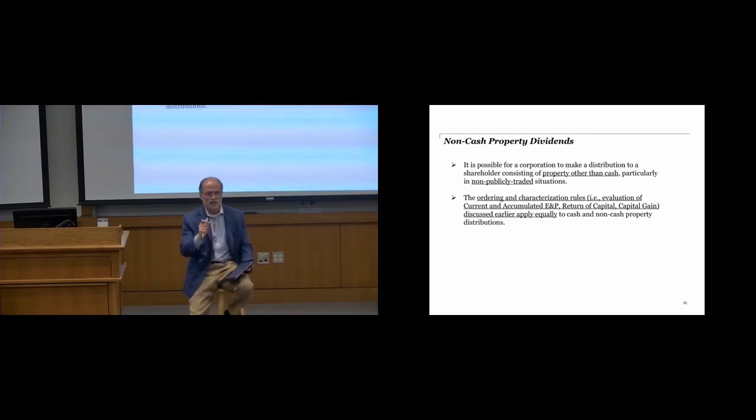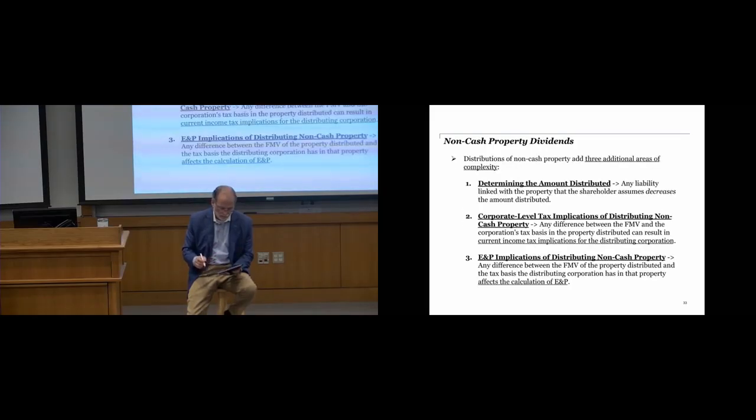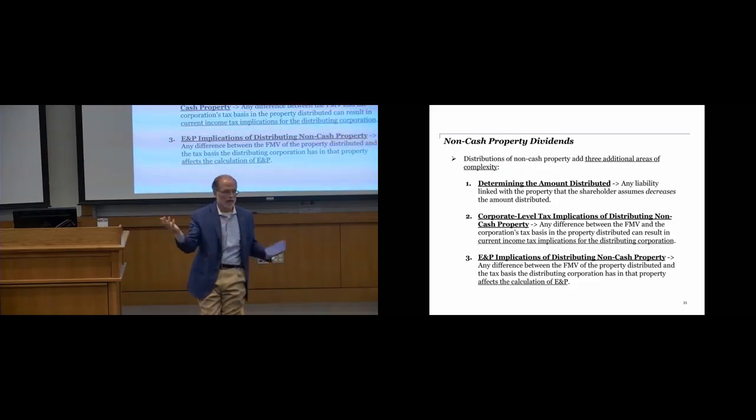And so we still have 4 scenarios. Current positive, negative, positive, negative, negative. Still happen in a non-cash property distribution. When I do have non-cash property, I add 3 additional areas of complexity to what we just talked about. Because I don't have gain or loss issues with cash, right? When I'm dealing in US dollars and I'm a US taxpayer, I don't have gain or loss in cash. My US dollar cash.